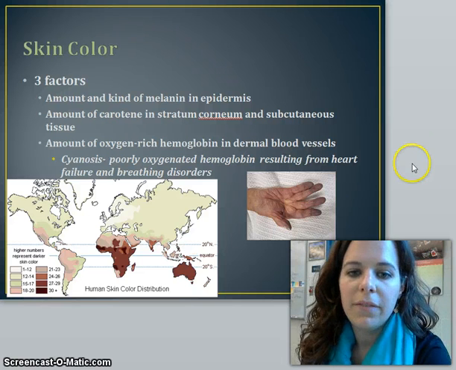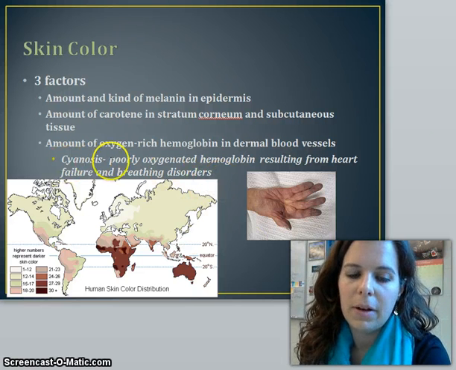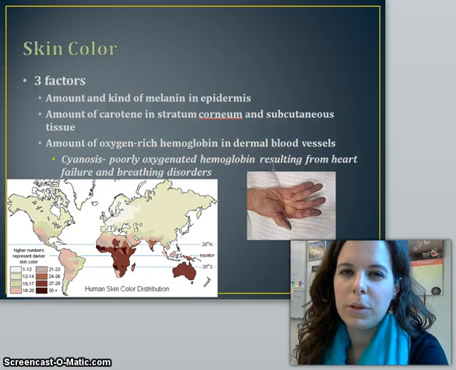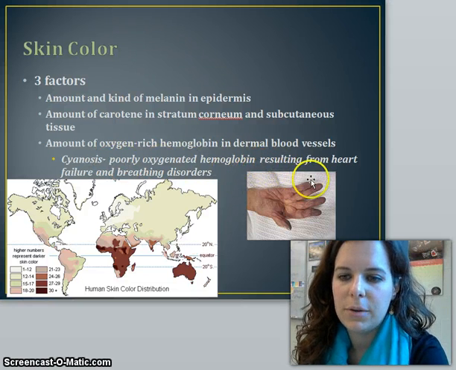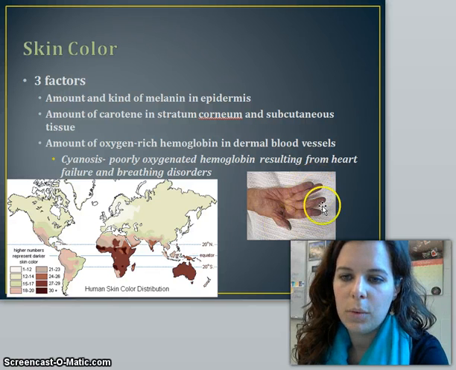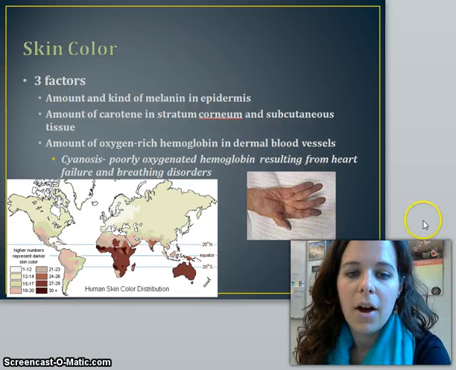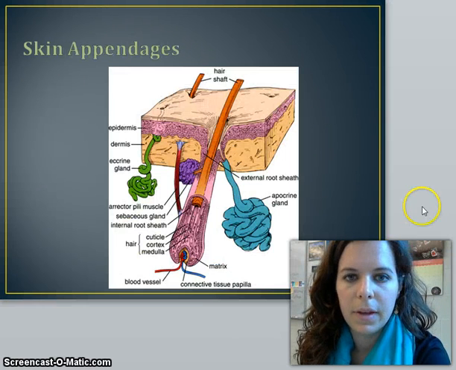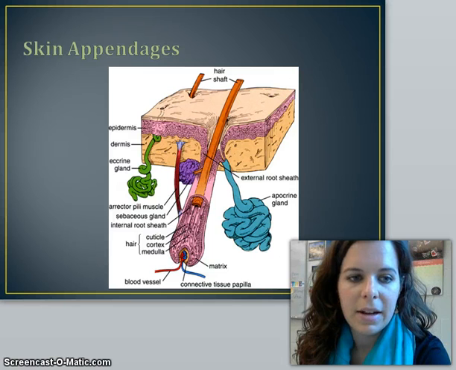Whereas if you have heart failure or a breathing disorder, you can have something called cyanosis, which means you have poorly oxygenated hemoglobin, and you get a blue tinge to your skin, which you can see on the fingertips of this old woman here who probably has heart failure or some sort of breathing disorder. All right, so moving on to skin appendages.